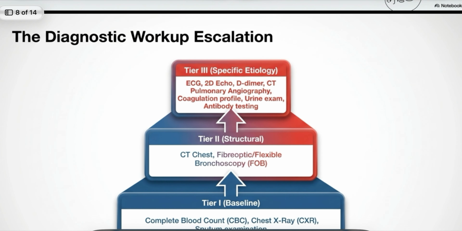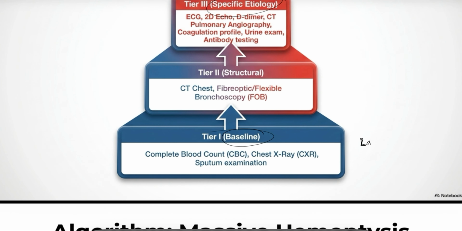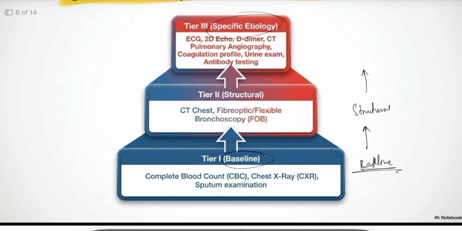Then coming to the diagnostic workup, we have to do some baseline workup. If the patient is not in massive, then we have to go for a workup. So first we have a baseline check, and then if we are suspecting, we have to go for a tier 2 structural. Then if that is not appropriate, we go for specific etiology, if we have any specific doubts, to rule out and save the patient in a further way.